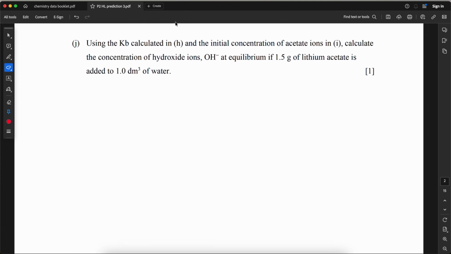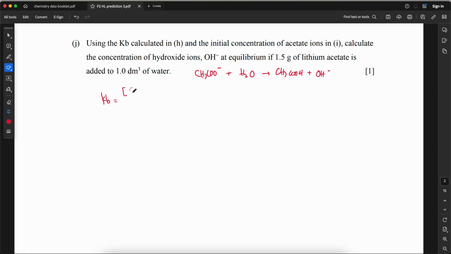Using the Kb calculated in H and the initial concentration of acetate ion in I, calculate the concentration of hydroxide ions at equilibrium if 1.5 gram of lithium acetate is added to 1 decimeter cubed of water. So when the acetate dissolves in the water, it will form CH3COOH and then OH-. Because it produced OH-, that would be Kb.